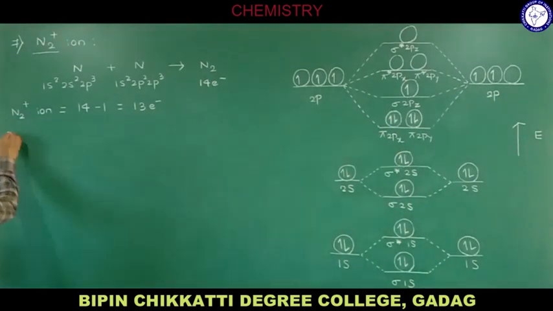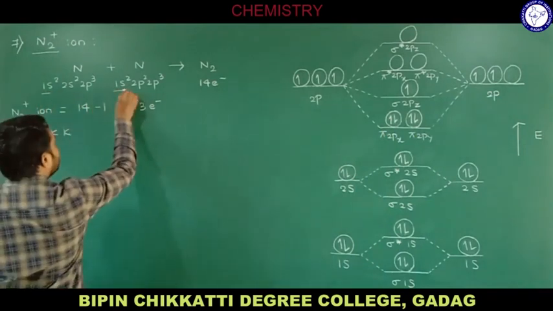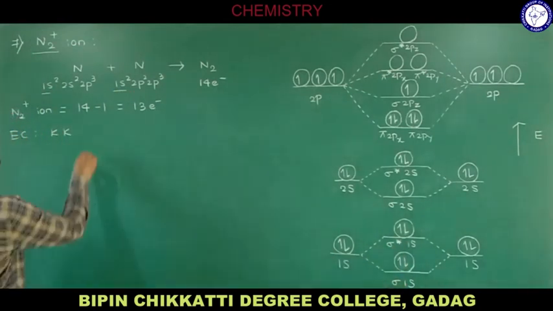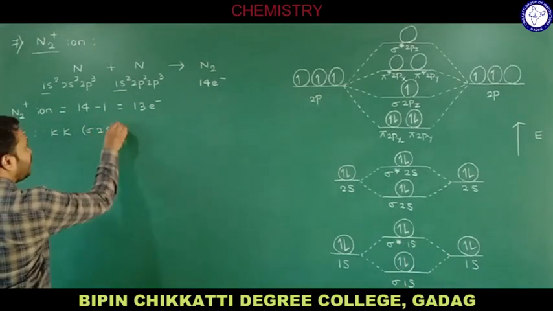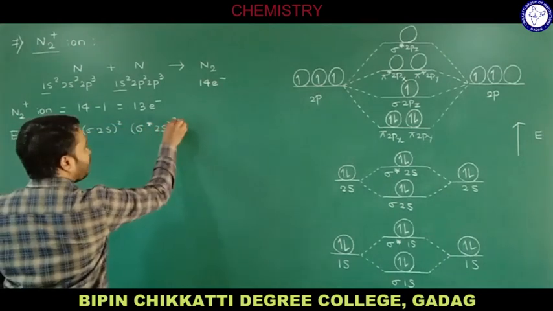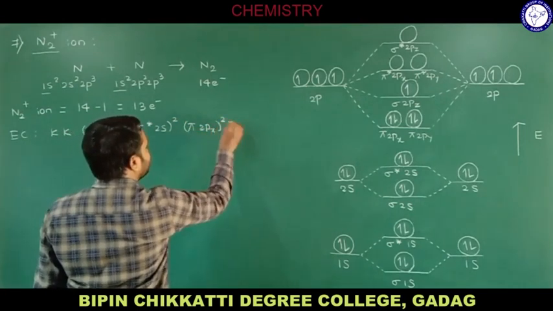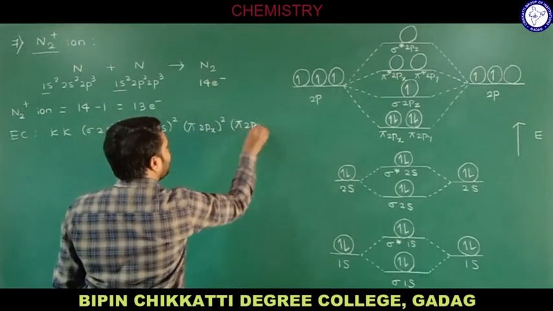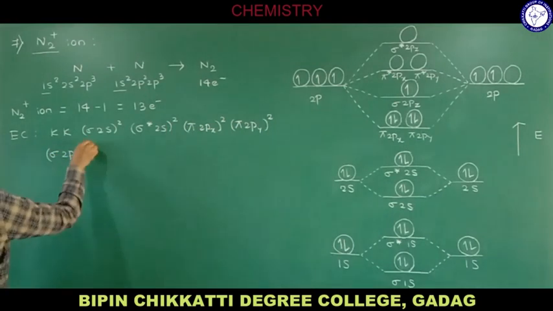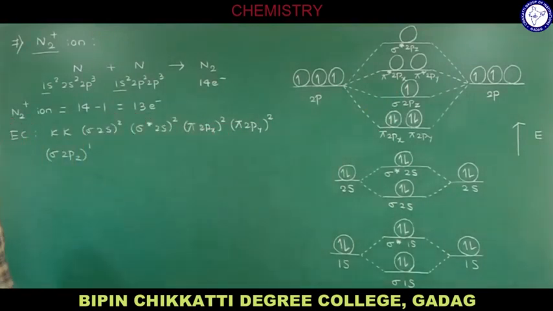We'll write the electronic configuration. The K shell is completely filled; instead of writing sigma 1s2, sigma star 1s2, I write K shell. You can write it in this fashion also. Second is sigma 2s2 and sigma star 2s2, and the next energy level is pi 2px2 and pi 2py2, and sigma 2pz has only 1 electron, so I write 1 here. That is the electronic configuration.